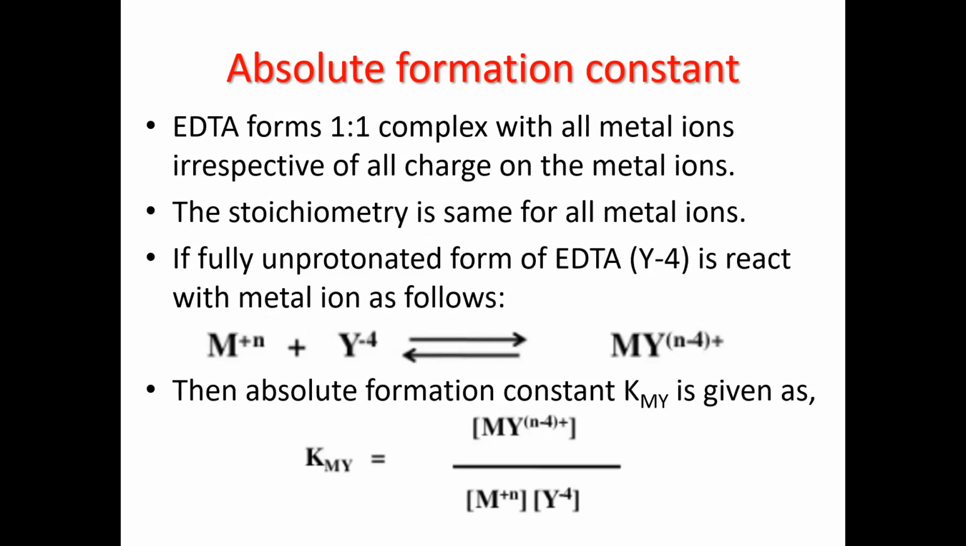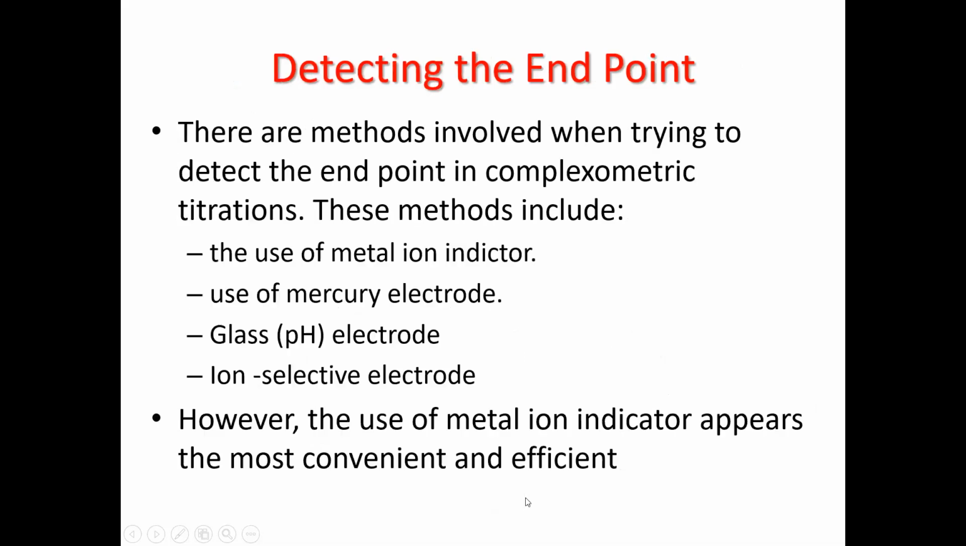Now, the formation constant. We said that EDTA will form complexes in a 1:1 ratio with almost all metals, irrespective of the charge of the metal ion. And the stoichiometry will be the same for all metal ions, like with the equation we said before. EDTA is Y4 minus, and this is Mn plus, that's the charge on your metal. These are the 4 replaceable hydrogens on your EDTA, and it will form MY(n minus 4) plus. And that is the absolute formation constant of the complex. This is your product divided by the reactants.